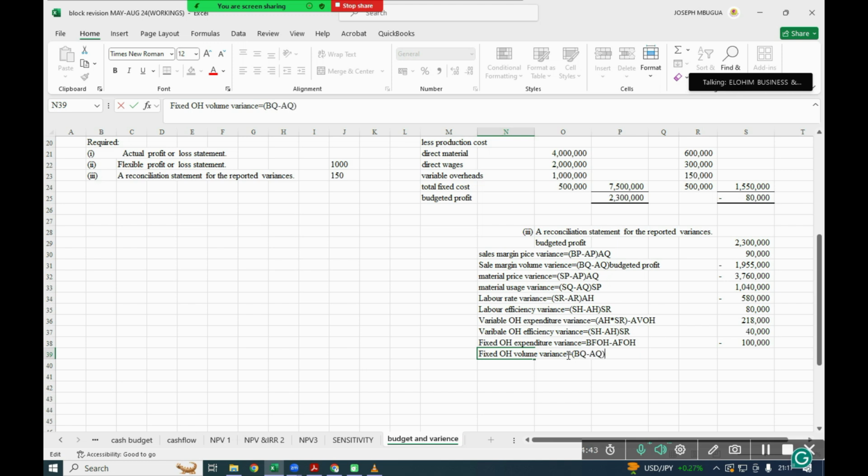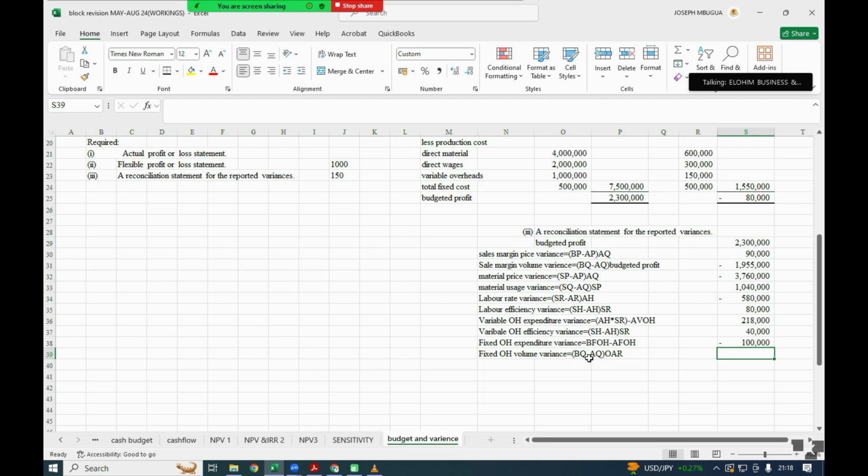And you multiply by the overhead absorption rate, OAR, the rate at which they were being absorbed. Some of them call it standard rate, but it's not the standard, it is the overhead absorption rate. It's the one that we use here. And here the budgeted is for the production, because for the fixed cost we look at whether we were able to absorb the units that we produced. Were they able to sustain the fixed cost?